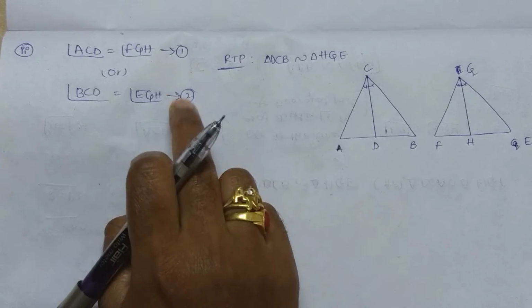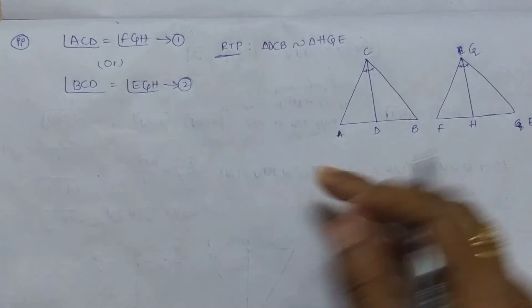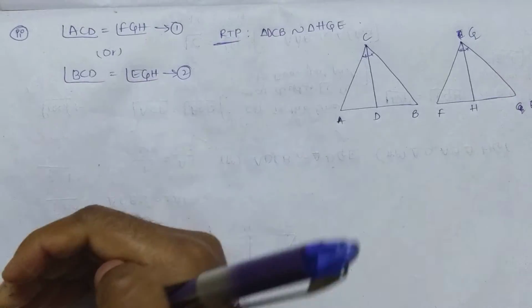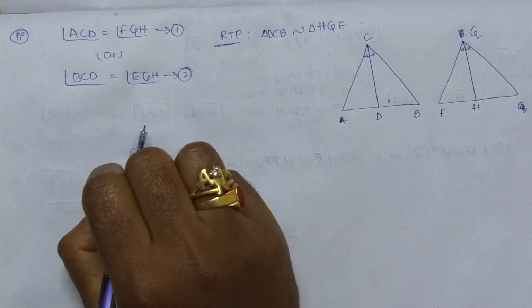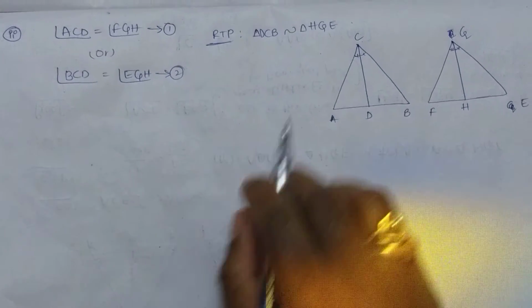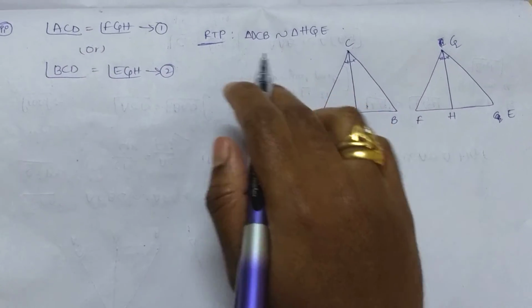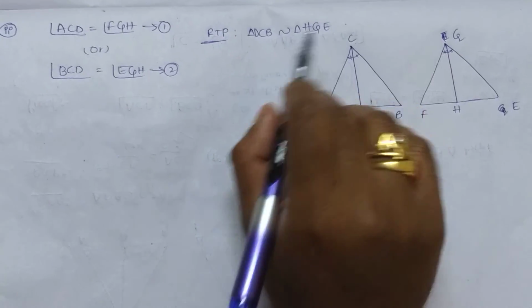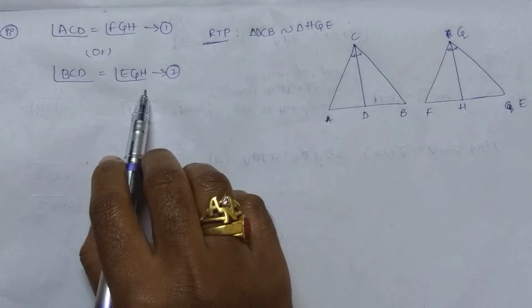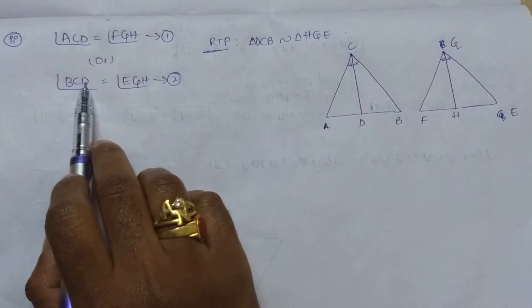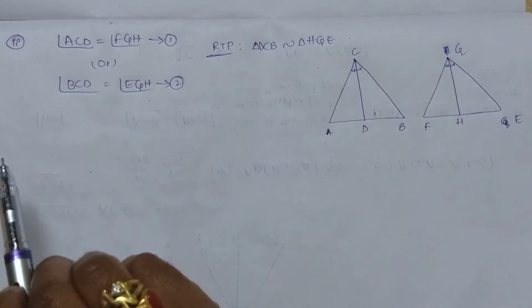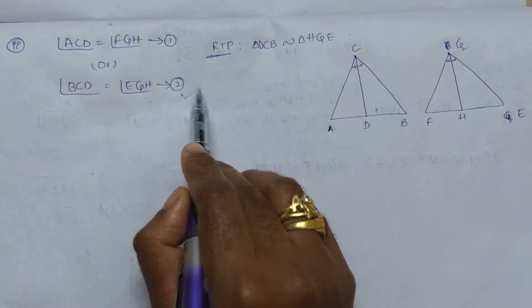So equation 1 and equation 2, I have written here, which we got from the previous page. I have just brought them down here. So this is equation 1, and this is equation 2. Required to prove in the second sub question: triangle DCB is similar to triangle HGE. So see here, DCB, HGE. Now you have to consider equation 2.